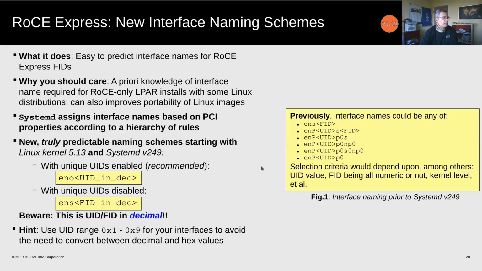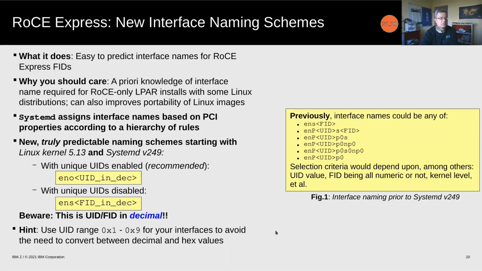And let's move on to this last and final networking topic. For RoCE Express, we're introducing a new naming scheme. Now, one of the best kept secrets in IBM Z is probably the fact that you can run Linux with a RoCE Express adapter as a native TCP/IP interface card.